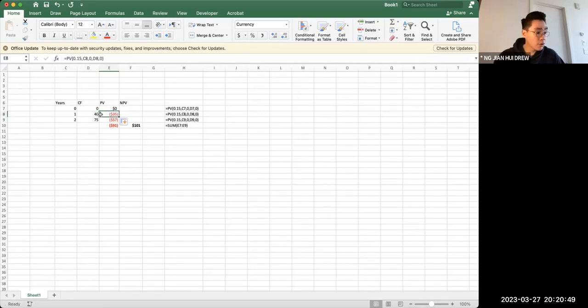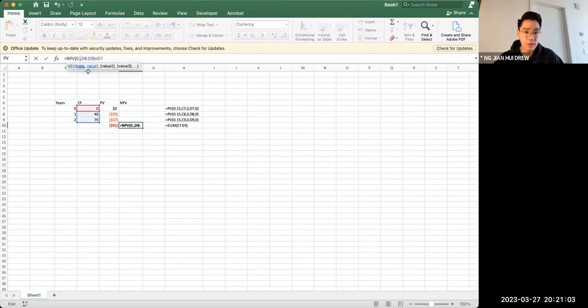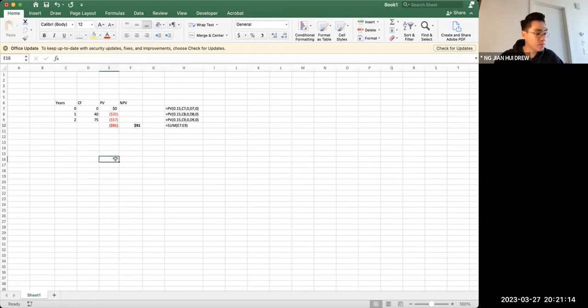So what you should get is this $91 here, right? Now, if I want to use NPV, I can change this to 15% here as well, and I should get $91. It's basically the same thing. So in this sense, why is it negative? Because you have to pay the broker for the investment. So you pay the broker and then you'll get $40 and $75.